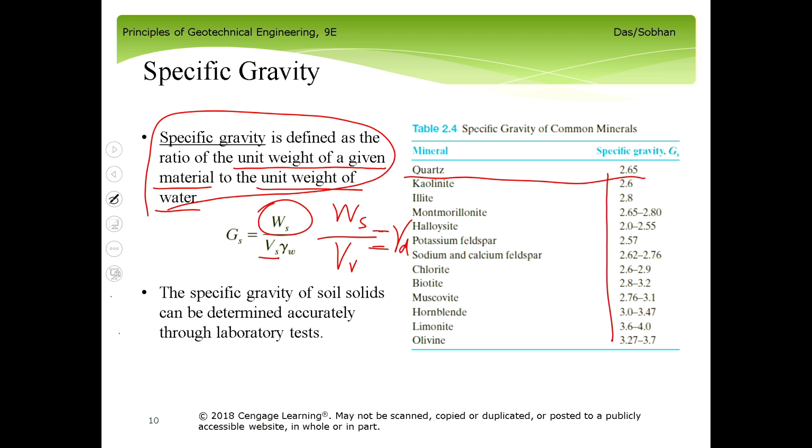Because if the volume is not the same, you can't compare. You can't compare 1 cubic meter of water with 10 cubic meters of soil. No, you can't, because the volume is not fixed, right? In here, we fixed the volume to be the same. For the same volume, the weight of the soil is the specific gravity times the weight of this water. Understand?